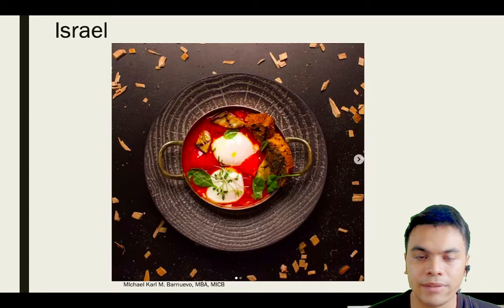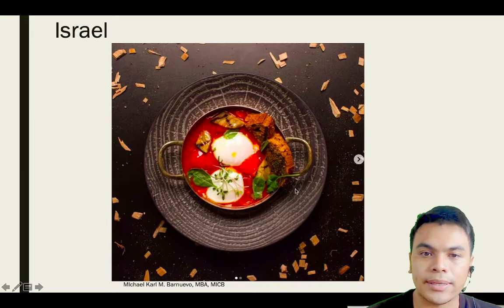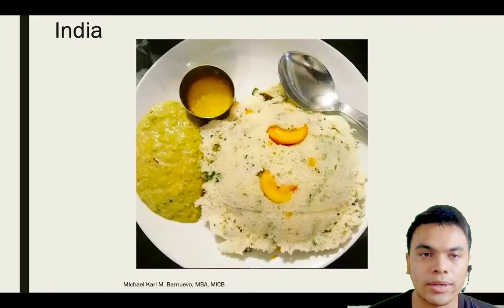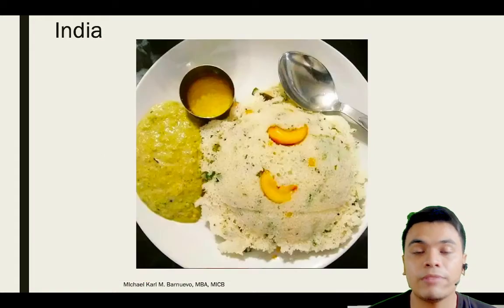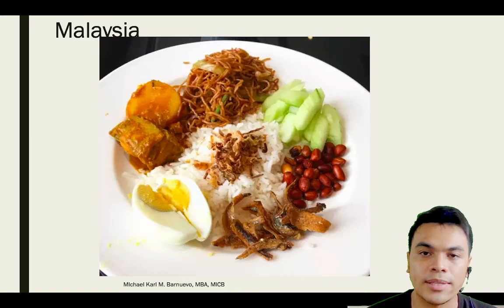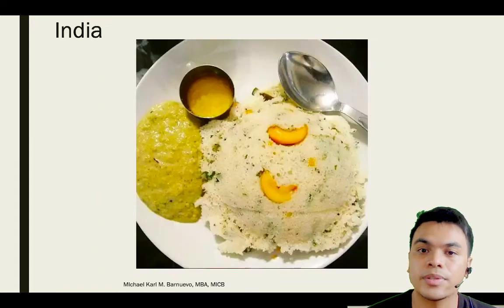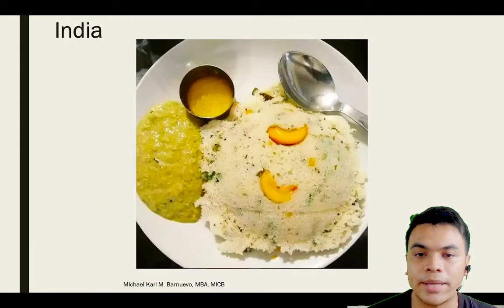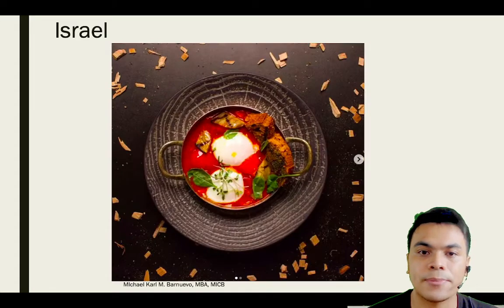In Israel, they have their chili, with cheese and slices of meat. Okay, so those are breakfast foods in Asia. Now, even in Asia, we have differences. Just because it's an Asian country doesn't mean all of us prefer rice. For example, in India, they prefer their bread, like pita bread with their spices.